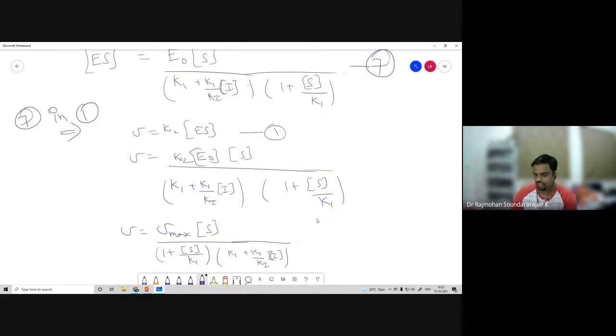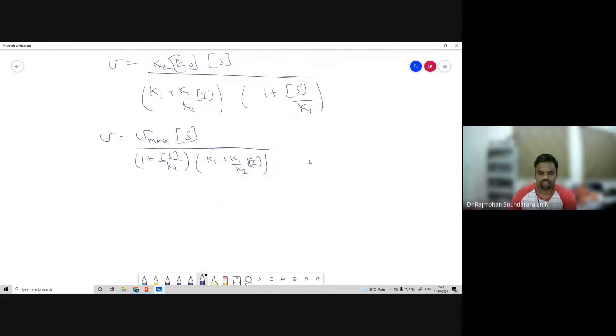So this can be further simplified. How can we simplify it? Remember, K1 is here, and here is the K1. So what I will do is take this K1 outside as common, then take it inside this bracket. What we will get is K1 plus S in the denominator, and the numerator is the same, Vmax into S.